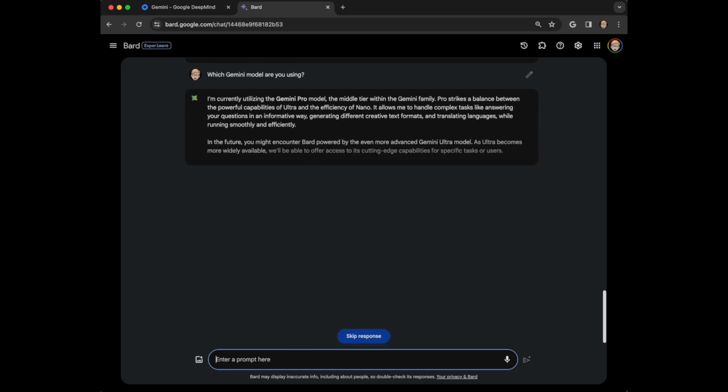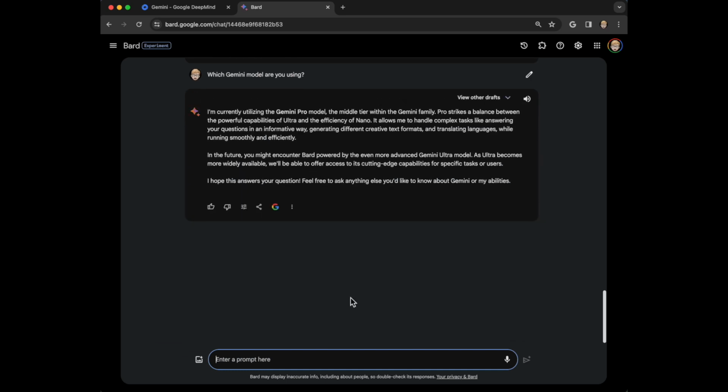Let's see if it... Yep, I love it. It's so good. And it's speedy, which is great. I'm currently utilizing the Gemini Pro model, the middle tier within the Gemini family. Pro strikes a balance between the powerful capabilities of Ultra and the efficiency of Nano.